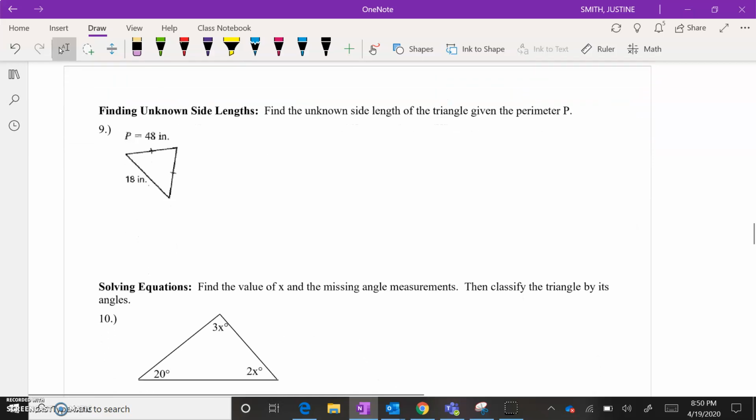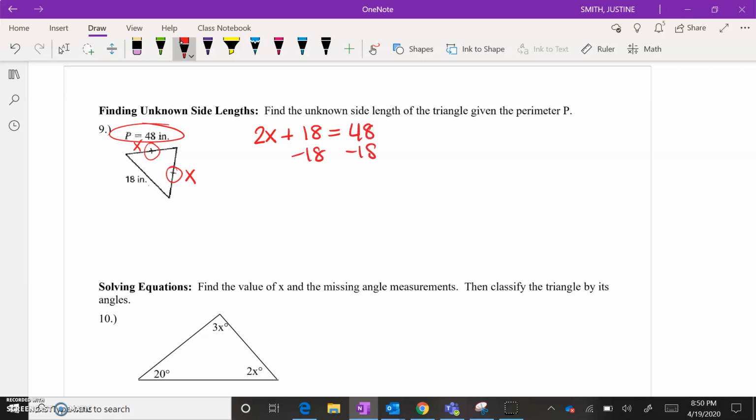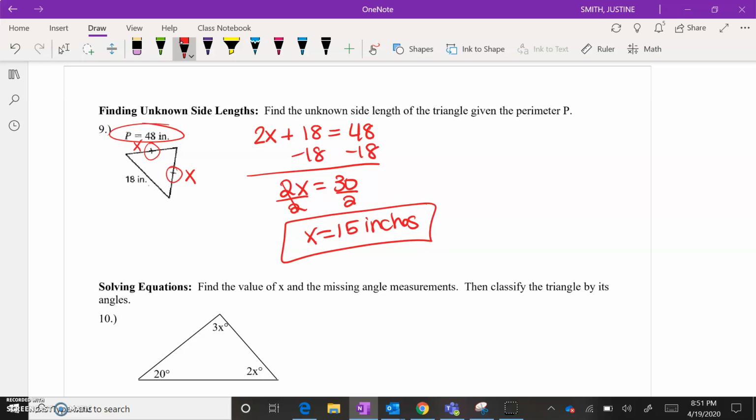All right. And number 9, find the unknown side length of the triangle given the perimeter. So here, I know that these are equal. So I'm going to say this is x and this is also x because they're the same. So I'm going to say 2x plus 18 has got to be equal to the perimeter of 48. So now I'm just going to go through and solve this. And I know that my missing sides here are going to be 15 inches. Okay, because I knew that that was an isosceles triangle.